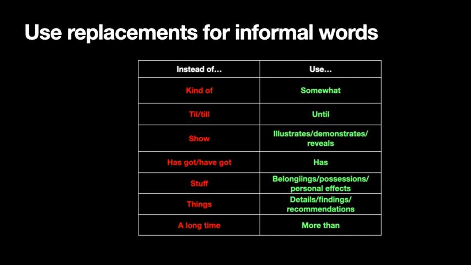Stuff, I'm sure your third grade teacher talked to you about using stuff and things. So look here, for stuff you can use belongings, possessions, or personal effects. For things, you can use details or findings, recommendations. Use actually what you're talking about there. Instead of a long time, you can say more than.